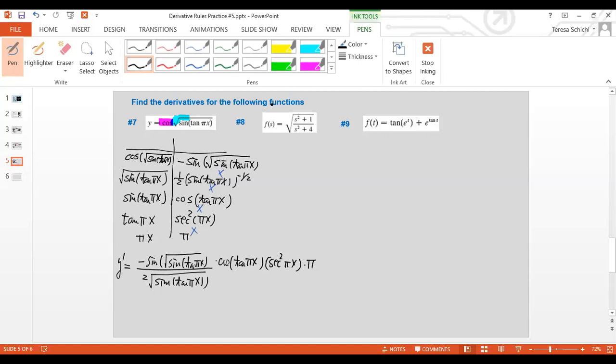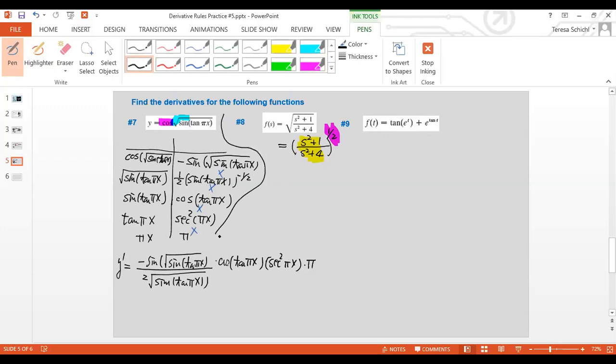Okay, so now let's take a look at number 8 here. So number 8 here, right? So let's take a look at this square root. So these ones here, the square root, you can say this is x squared plus 1 over x squared plus 4 to the 1/2. So what is your primary is this power rule, right? Then what is your secondary is whatever is inside here. Okay, so now let's try to take the derivative.